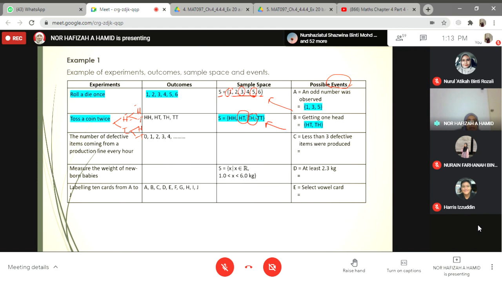Okay, next, the number of defective items coming from a production line every hour. We have 0 until infinity here. The sample space is the same, and the event is less than 3. So less than 3 is 0, 1, 2. Then you have measure the weight of newborn babies. For example, you have 1 to 6 kg. This can be written in terms of sample space.